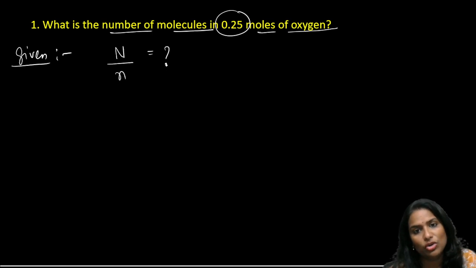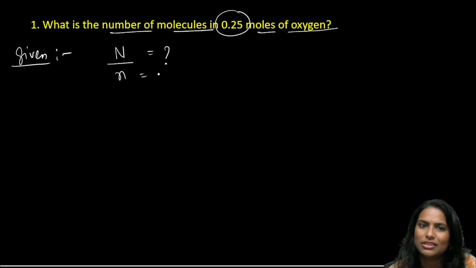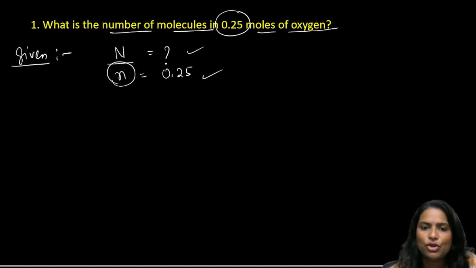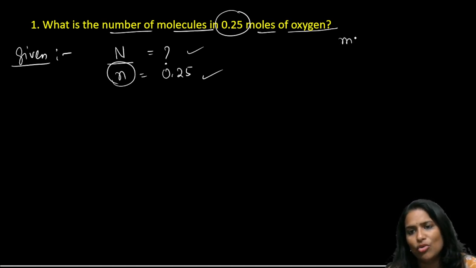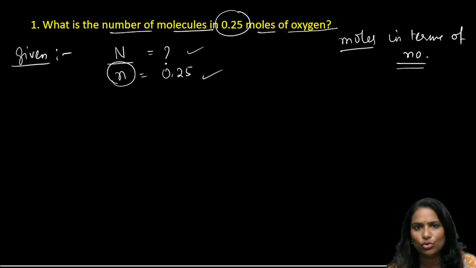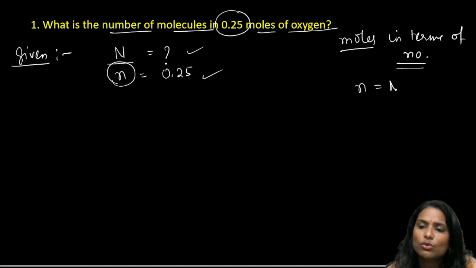Mole is represented by small n. All the symbolic representations are very important to remember. Small n is equal to 0.25. Now we have small n with us, capital N you have to find out. Whenever such questions are asked, what is the type of the question? Mole in terms of number. Mole in terms of number is given to you, right? So what is the formula? Mole in terms of number, small n equals capital N upon N0, right?